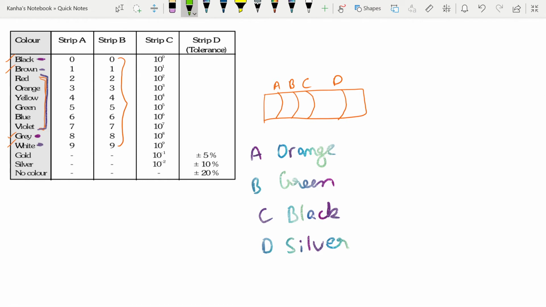In strip A, orange means that my first significant figure is 3. My second significant figure is green. Green is 5. Then what is the decimal multiplier? 10 to the power. You have black here, so black is 0, 10 to the power 0, and the tolerance is silver, which is 10%. Okay, so 10 to the power 0 is nothing but 1, so you get 35 plus minus 10%.